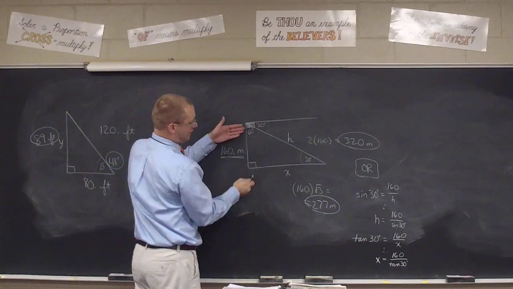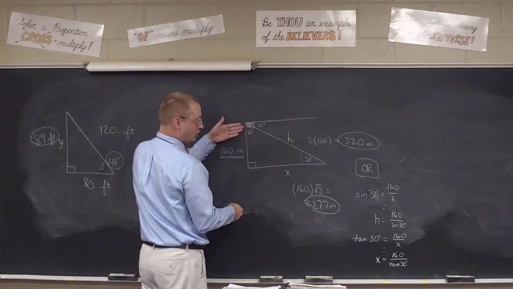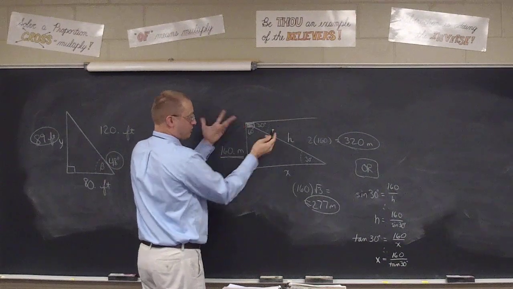And you could have done cosine of 60 opposite, or tangent of 60 opposite over adjacent, and cosine of 60 adjacent over hypotenuse. Could have used those even.